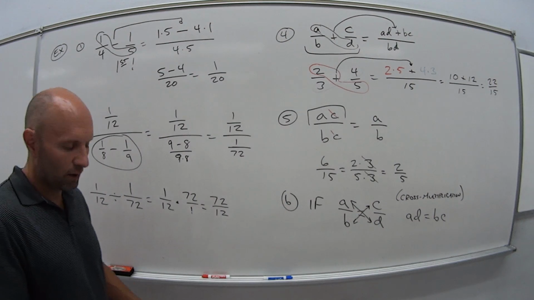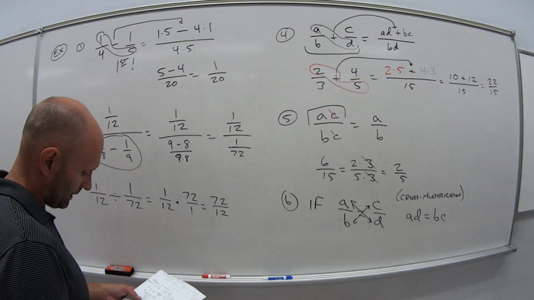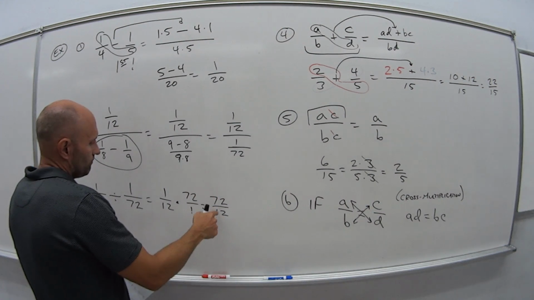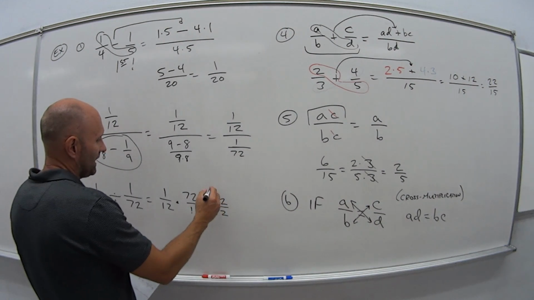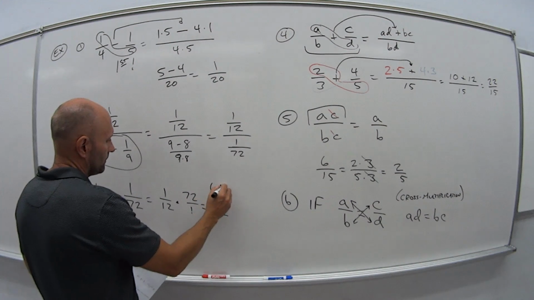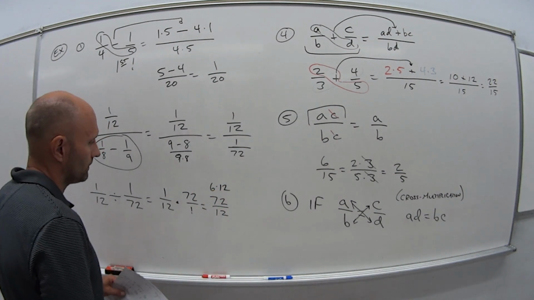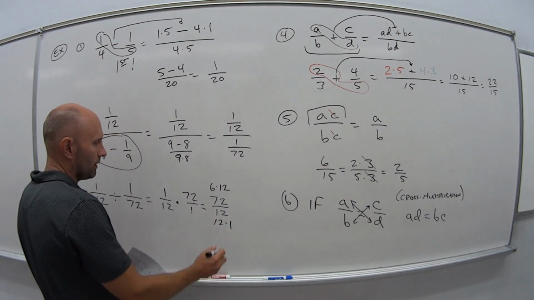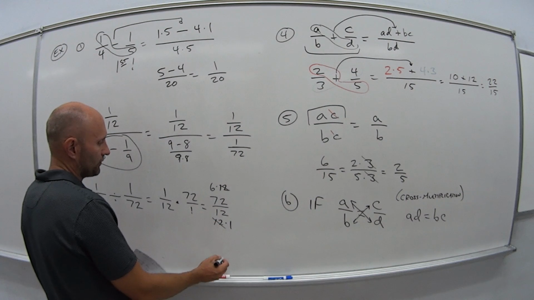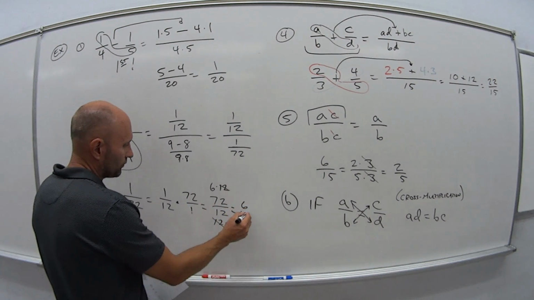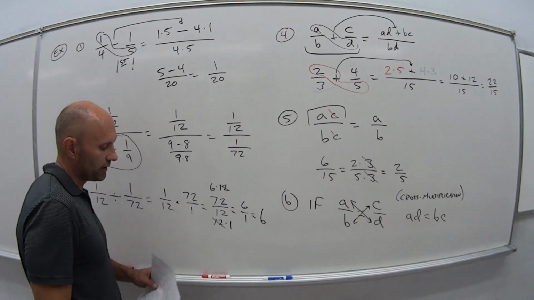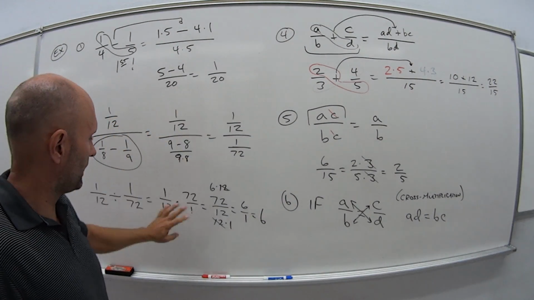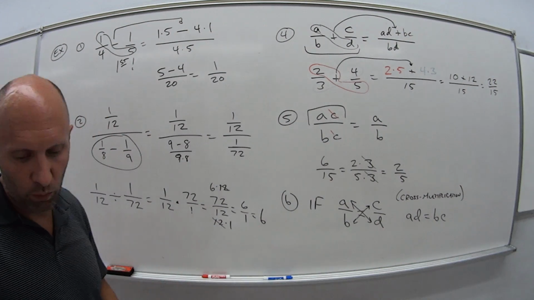So now we need to see, can we simplify this thing? And I can. 72 is the same as 6 times 12. And the denominator is 12 times 1. So my 12s actually cancel out here. I'm left with 6 over 1, which is just equal to 6. So the first one, 1 over 20. Second one is just equal to 6.